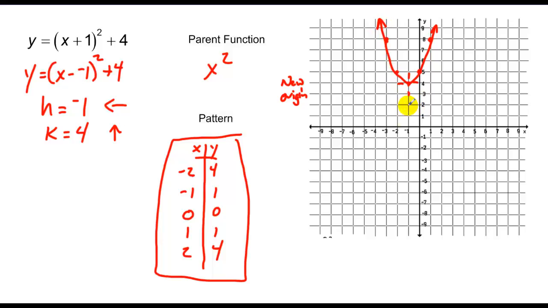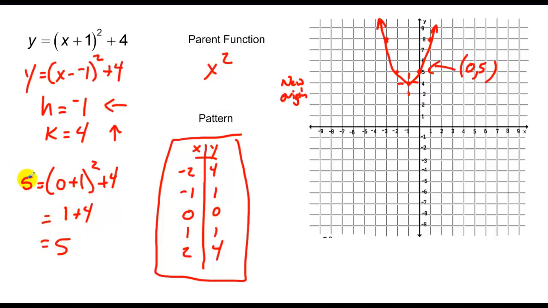To check this, I'm going to pick a point on this graph. This point right here is 0, 5. If I've graphed it correctly, 0, 5 is a solution to this equation. So I would say 5 equals 0 plus 1 squared plus 4. 1 squared is 1, plus 4 is equal to 5. 5 equals 5. It checks. This graph must be right, and I have not picked a single point to plug into this to get the y value out.